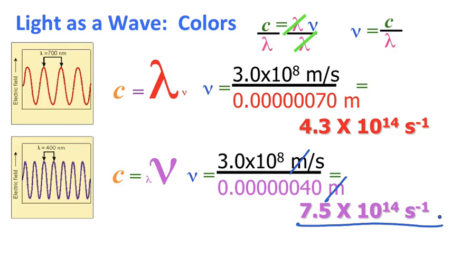So again, if I was looking over here with my eye, and I was counting the number of times the peak went by in a second if the light was moving this way, for violet light the peak is coming by my eye more often, 7.5 times 10 to the 14th times per second.